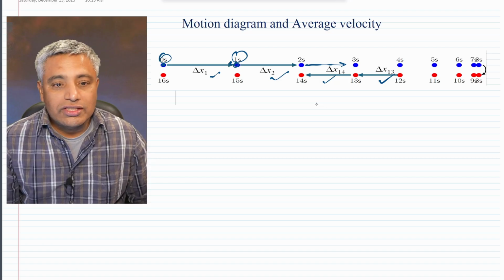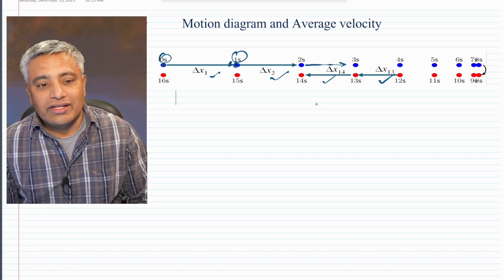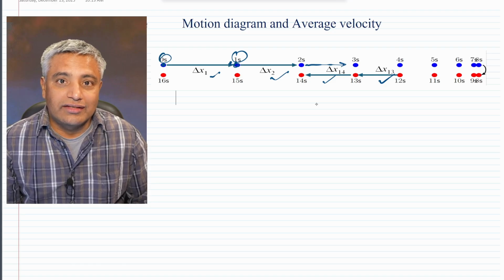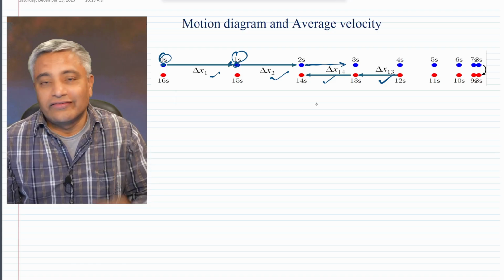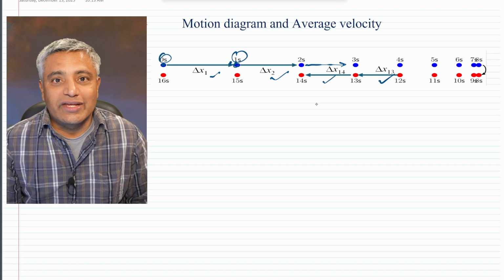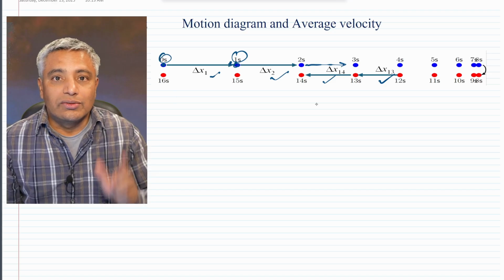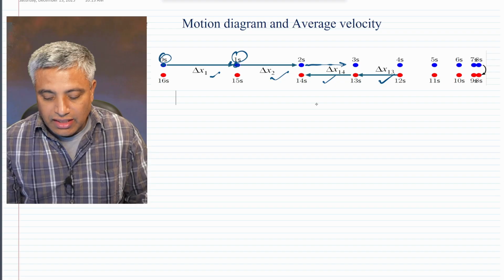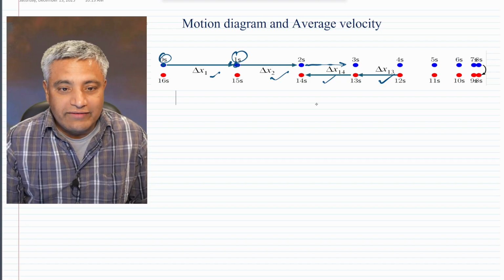and it also has the information of how the velocities are changing. Isn't that awesome? And change in velocity gives us information about acceleration. We'll talk about acceleration in the next lesson. Now let's talk about average velocity.